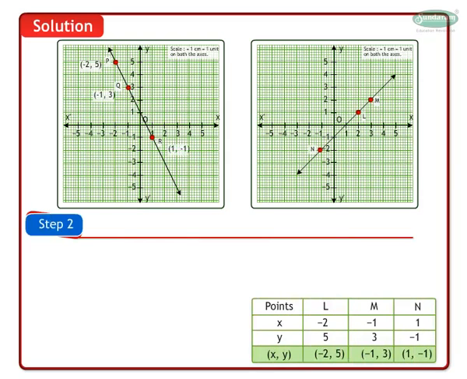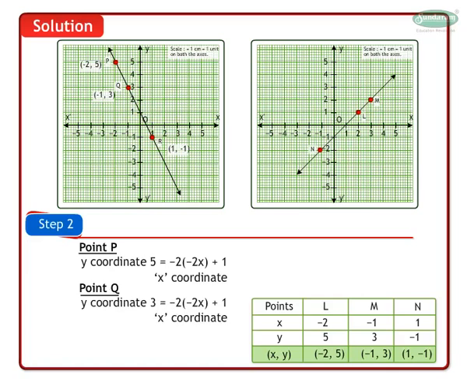On inspection of the coordinates of P, we find that y-coordinate 5 is equal to minus 2x plus 1. Similarly, for point Q, y-coordinate 3 is minus 2x plus 1. And for point R also, the y-coordinate minus 1 is minus 2x plus 1. Hence, the relationship between x and y is y is equal to minus 2x plus 1.